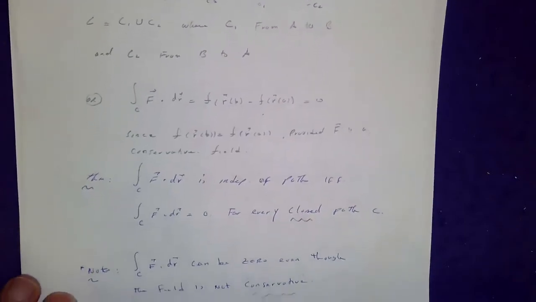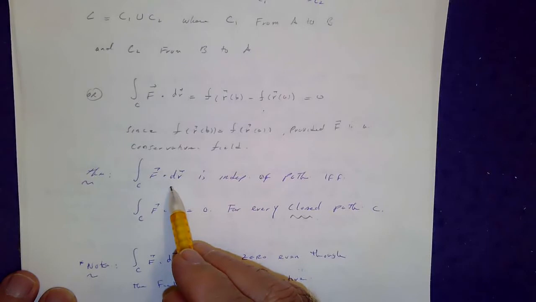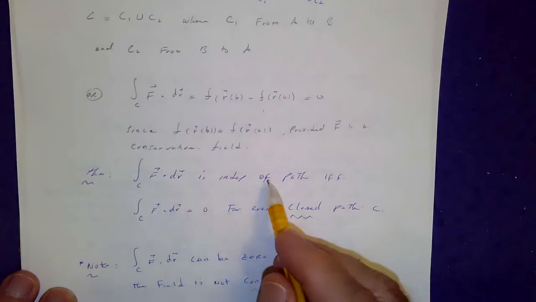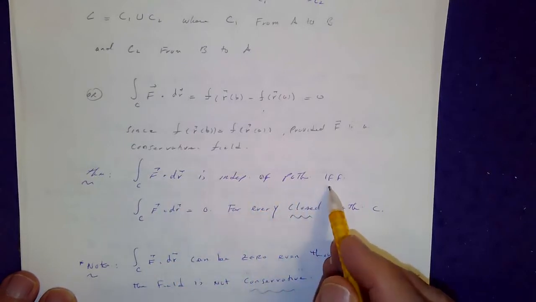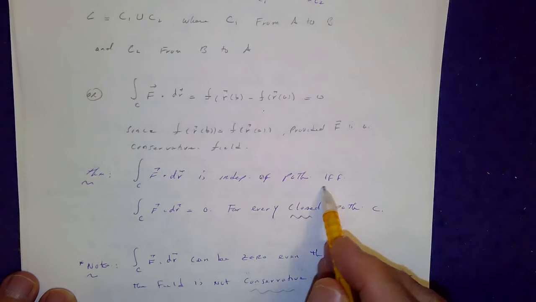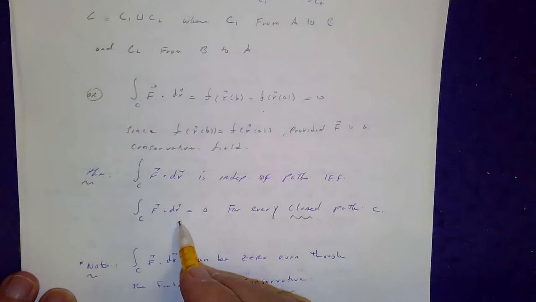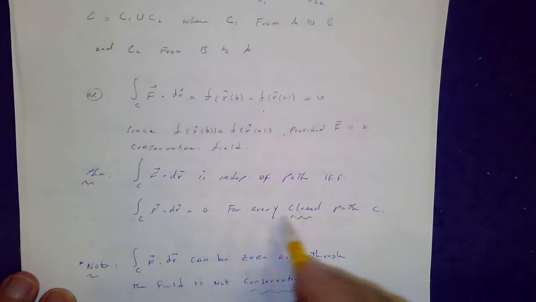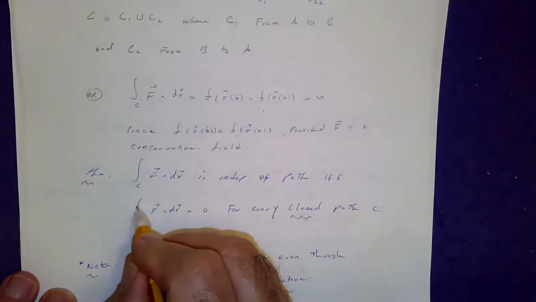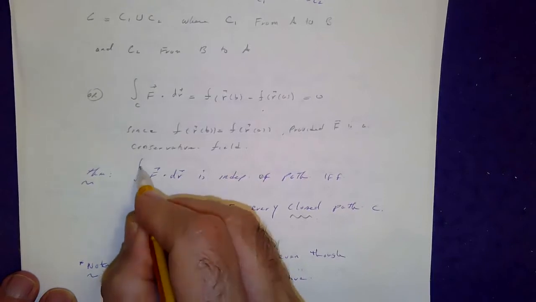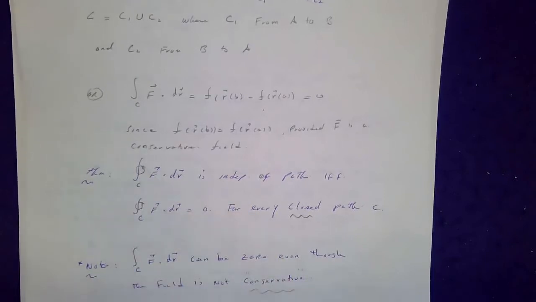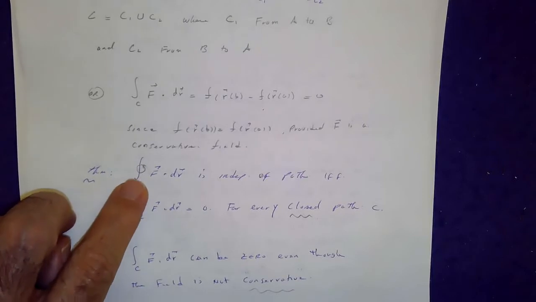So the theorem is, if you have a line integral, it would be independent of the path if and only if the line integral is zero for any closed path. By the way, this would be the notation for a closed path on the integral sign.